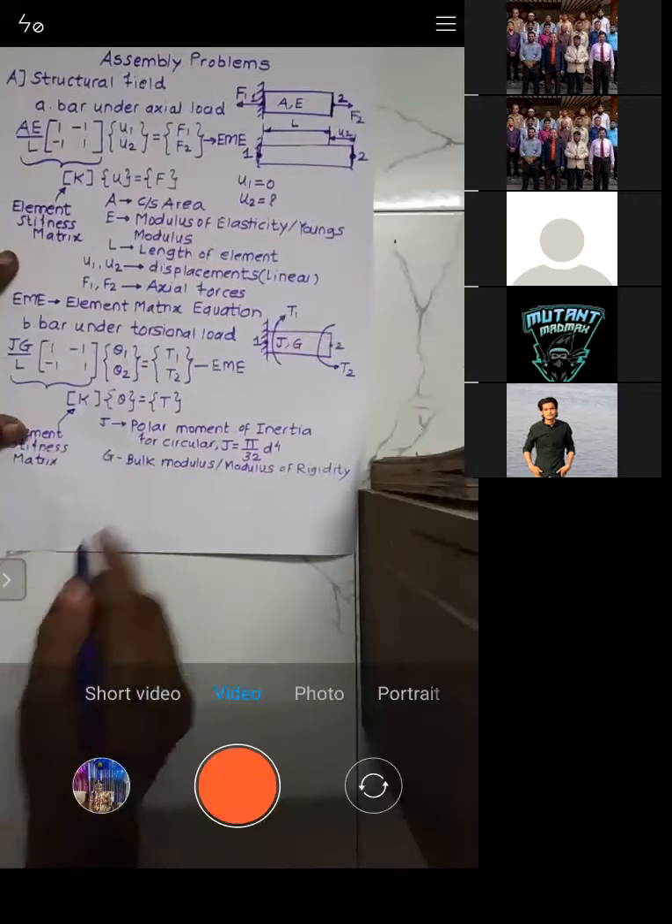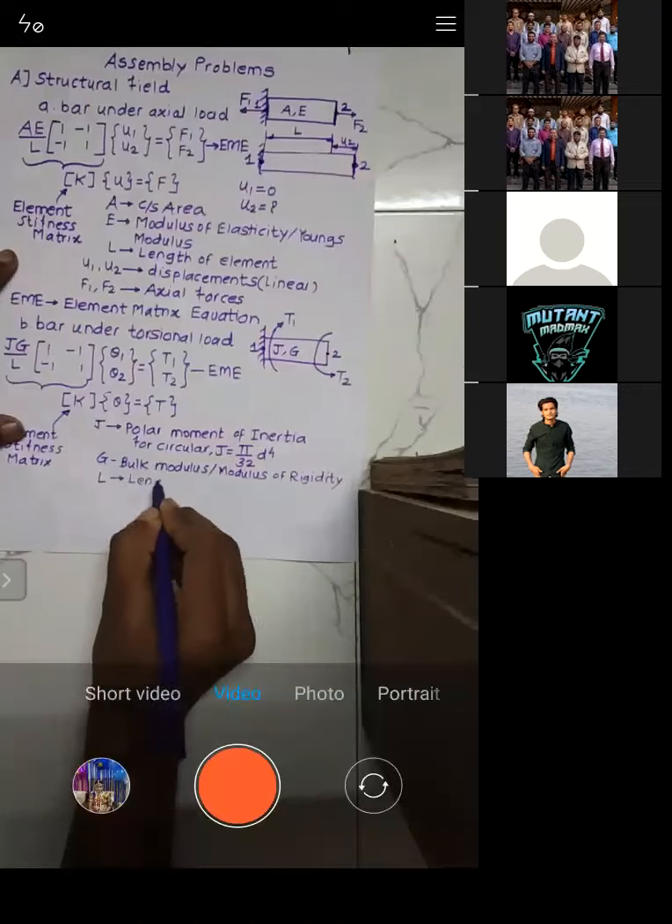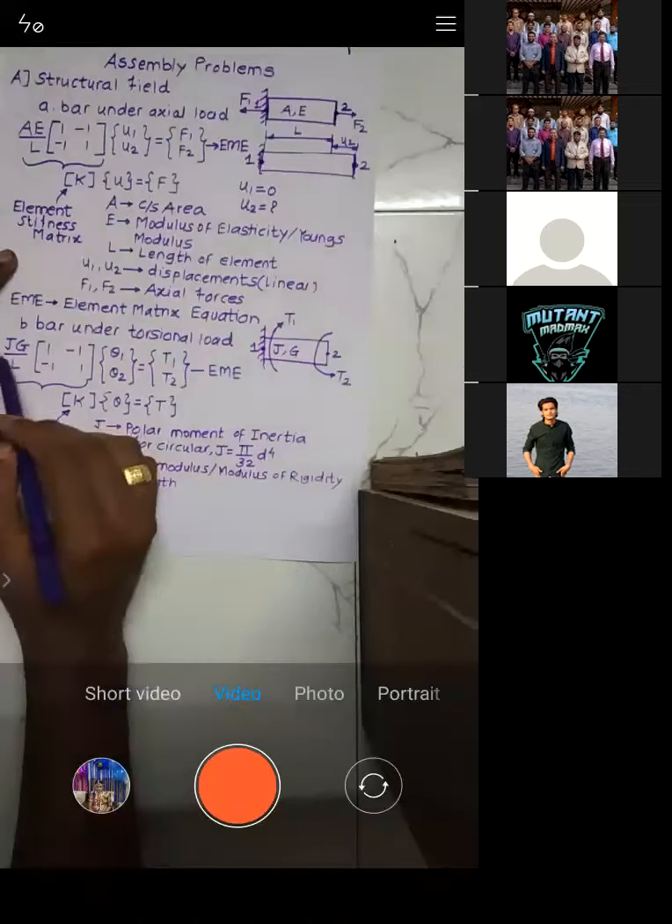Now, what is L? Just come back to the next point. L is nothing but the length of the element, right? It is nothing but length. G, J, L. L is a length.